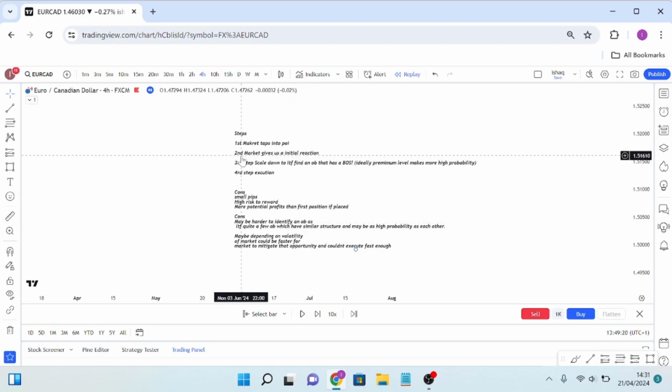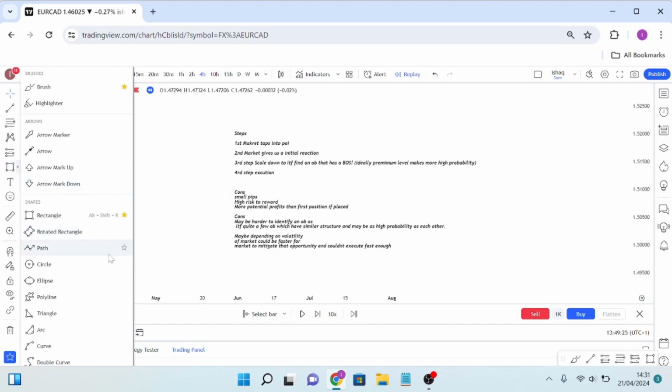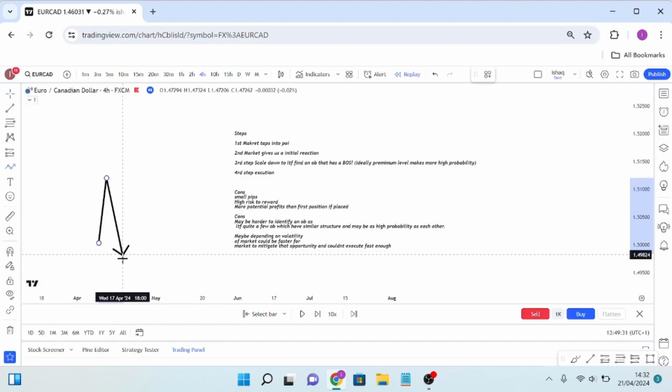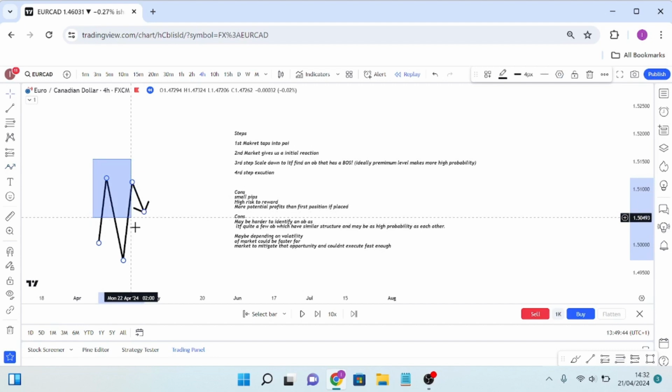The first major step: the market has to tap into a POI. The market taps into your POI or potentially your entry. For example, if you had a POI right here and you got in right here, then the market tapped into your POI that you already had an entry on, and you want to look to get second entries. This is what I mean by market taps into POI.